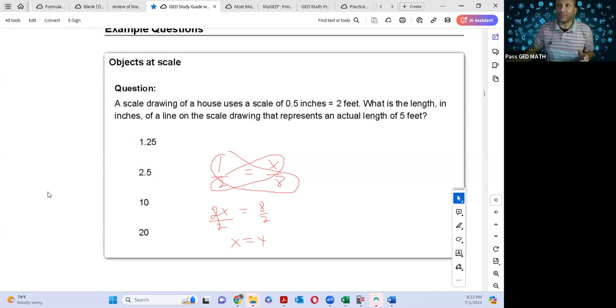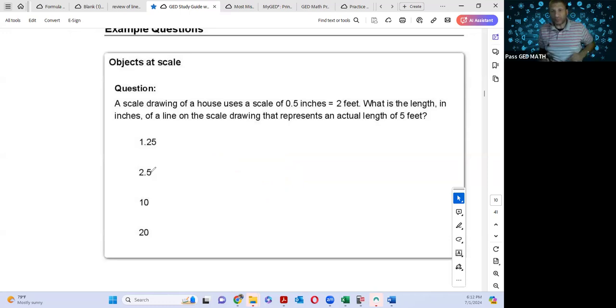So a lot of times what happens is when you see a word problem like this, you have to know that they're giving you a comparison already. So when you read a problem like this, it says a scale drawing of a house uses a scale of 0.5 inches equal 2 feet. That means on that scale drawing, for every half inch is actually 2 feet in real life. So this is a comparison. That's your first ratio. That's the ratio that we know. So we do 0.5 inches, and I'm going to write inches is to 2 feet, is equal to what?